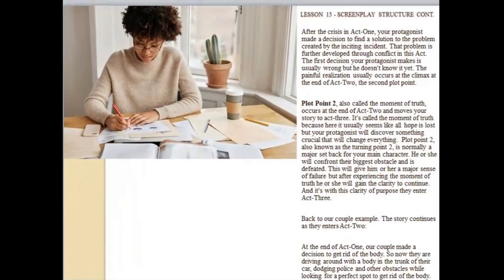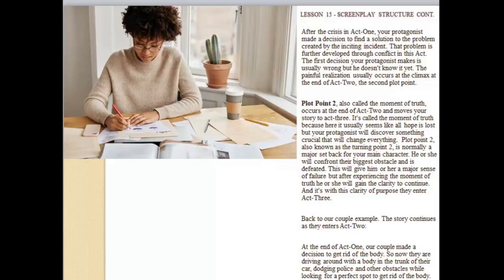After the crisis in Act 1, your protagonist made a decision to find a solution to the problem created by the inciting incident. That problem is further developed through conflict in this act. The first decision your protagonist makes is usually wrong, but he doesn't know it yet. The painful realization usually occurs at the climax at the end of Act 2, the second plot point.